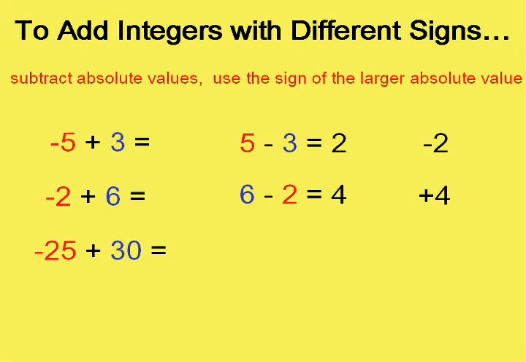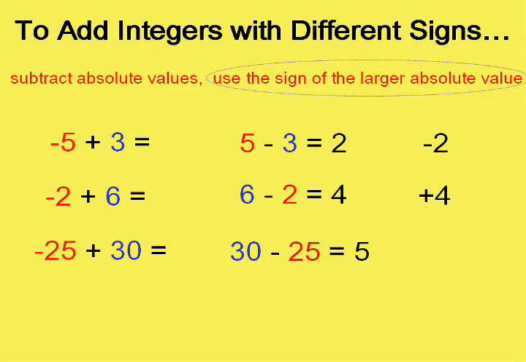Now this one we had done before. Negative 25 and positive 30. We subtract the absolute value. Subtract the numbers as if there were no signs. Get 5. And we're going to use the sign of the larger absolute value, which is 30 in this case. He's got a positive flag. Excellent. So the answer is positive 5. Okay, so that's how to do it. When they're different signs, you're going to subtract and use the sign of the larger.